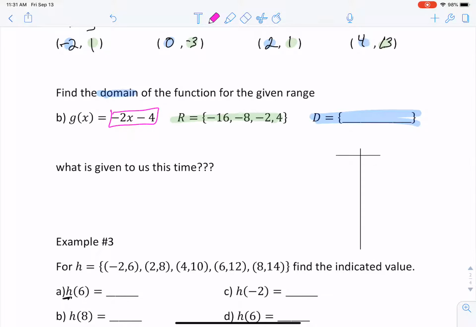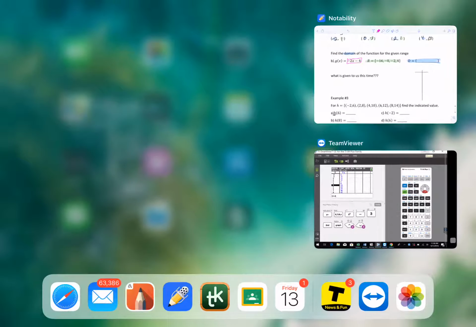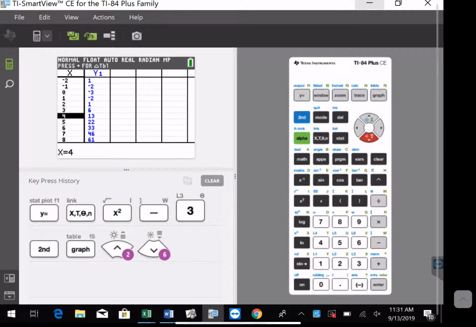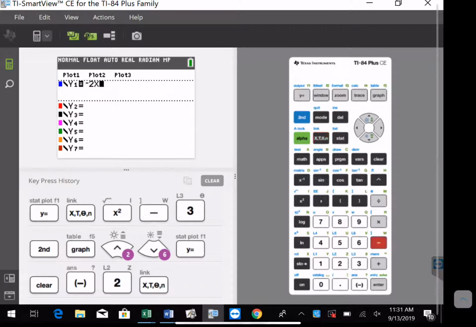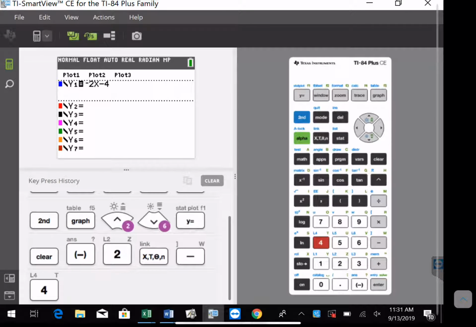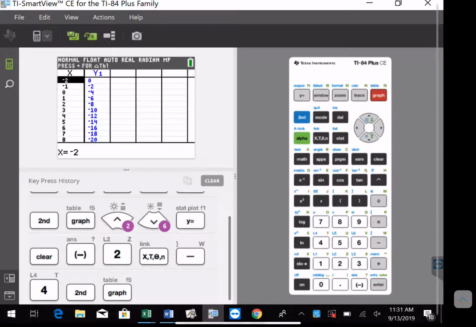So again, using our calculator, we are going to put in the function. So we go to y equals, we can clear this one, and we're going to put -2x minus 4. Then hit second graph. But remember, this time we're looking at the y values because those were the ones given. So using our arrows, we'll go up and down.